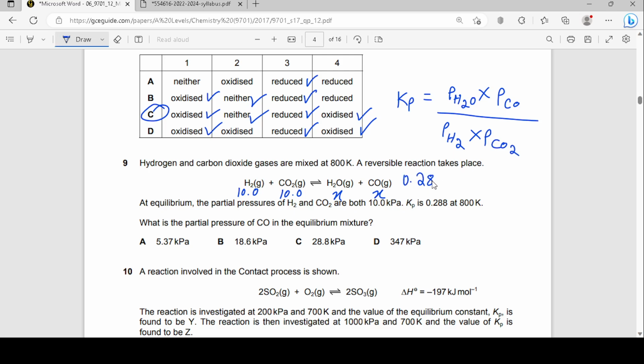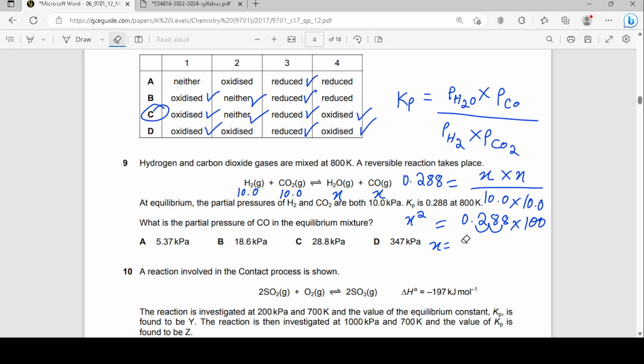Then I'll substitute the values, so 0.288 equals X times X over 10.0 times 10.0. So this will become x squared, you can cross multiply, so x squared equals 0.288 times 100, right? So x equals, where's my calculator? We have to do the root of 28.8, and that would be 5.36656 kilopascals, which is approximately 5.37 kilopascals correct to 3 significant figures, which corresponds to option A. So option A must be the correct answer.